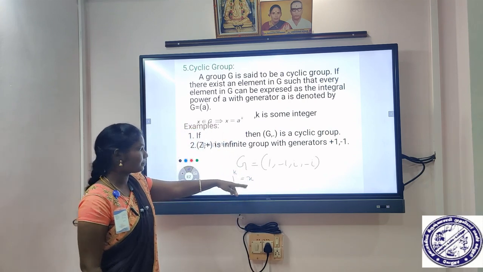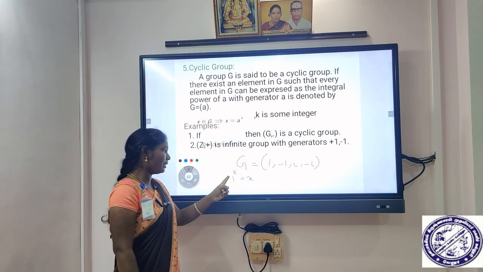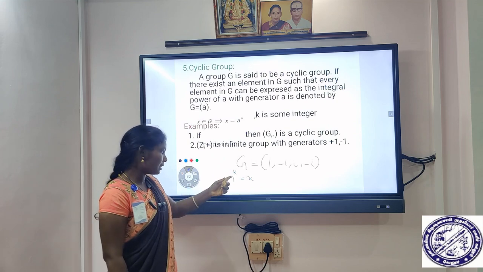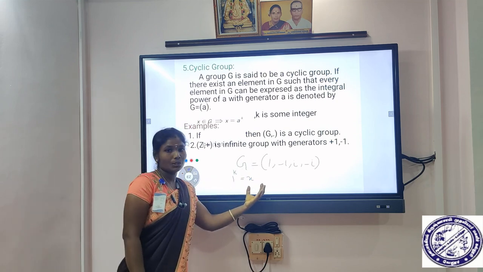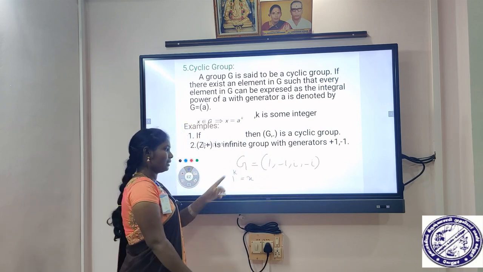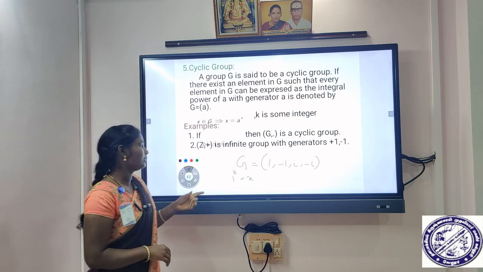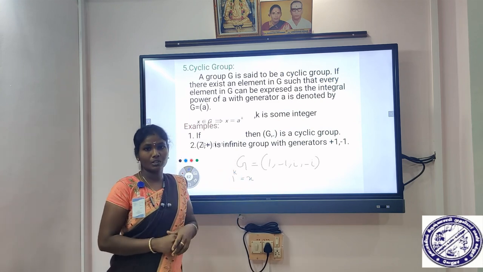So x means I choose one element of the given set. As the k value is increased, okay, we get every element of the given set G. Okay. This is called a cyclic group. Okay. Thank you.